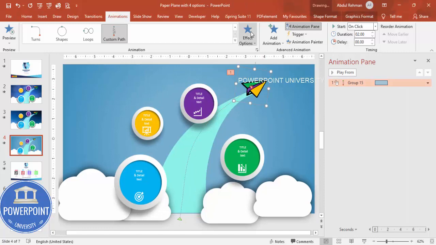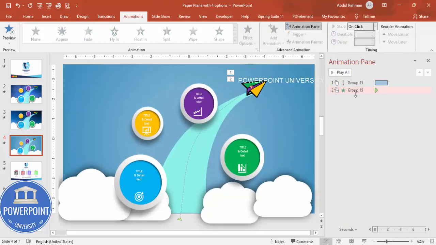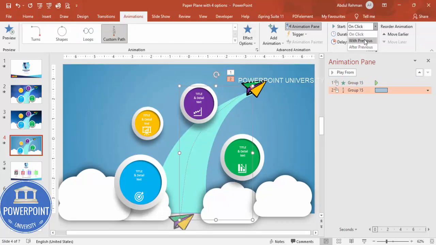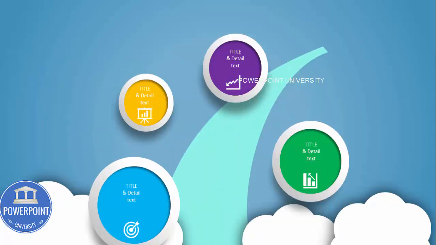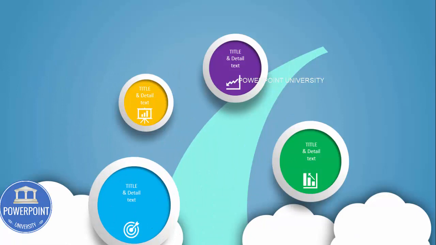And one more animation which I'm going to add, so go to add animation, appear. Okay, so appear animation will come at the top, and this should come with previous. Okay, so if I play, it comes like this. Let me just show you once again. All right, it comes like this.